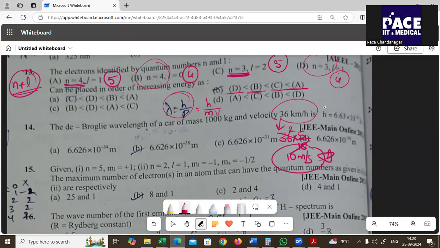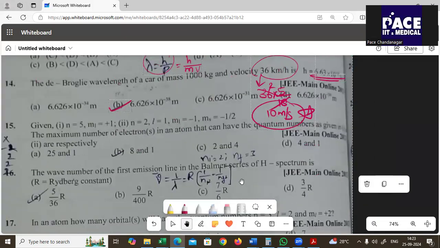The h value is 6.626 into 10 power minus 34, but whatever is given to you, use that only. 6.63 into 10 power minus 34 is given to us there. And mass is 1000 kilograms. When you put that in, you are going to get this value. All right, so moving up. Next, one second. Keep doing the next question.